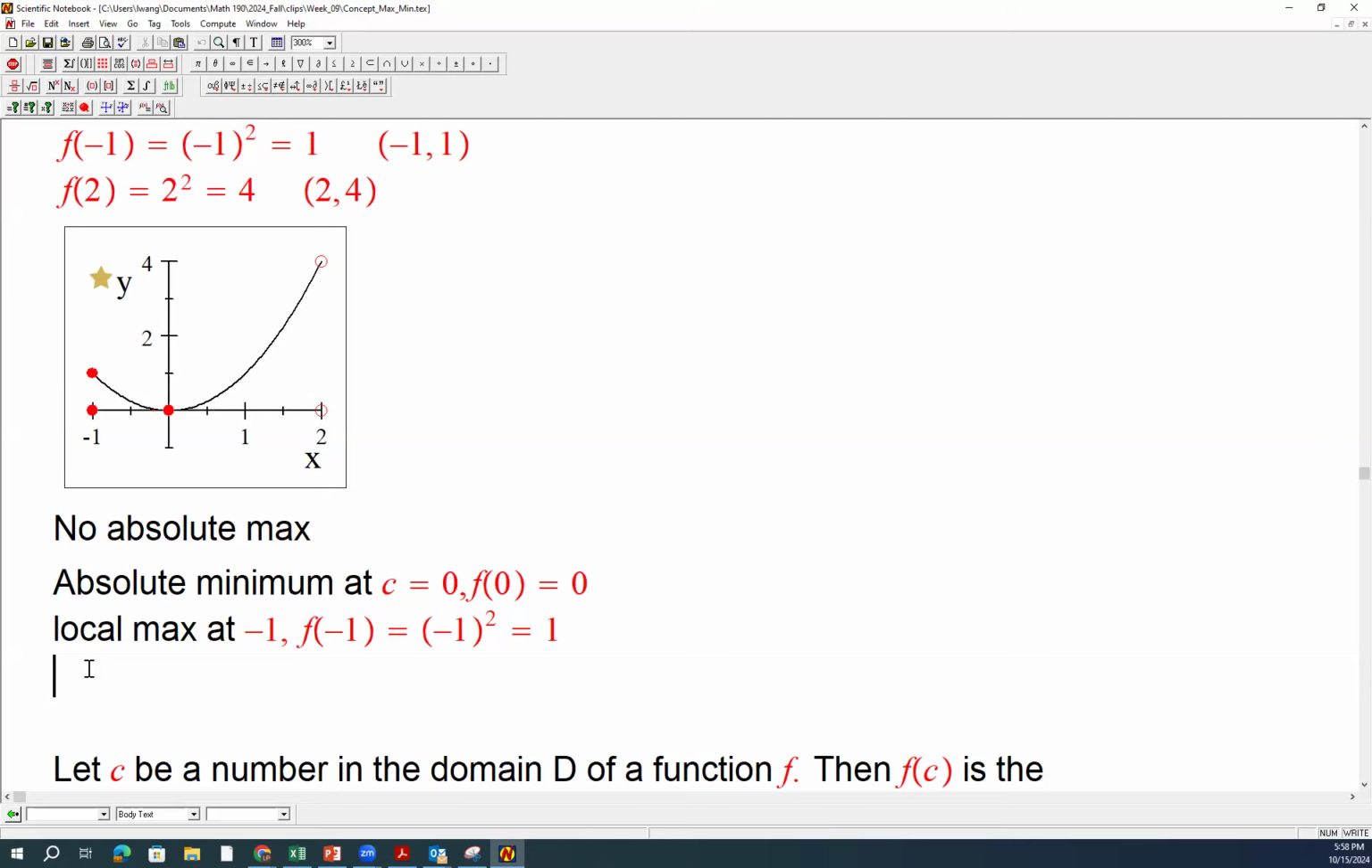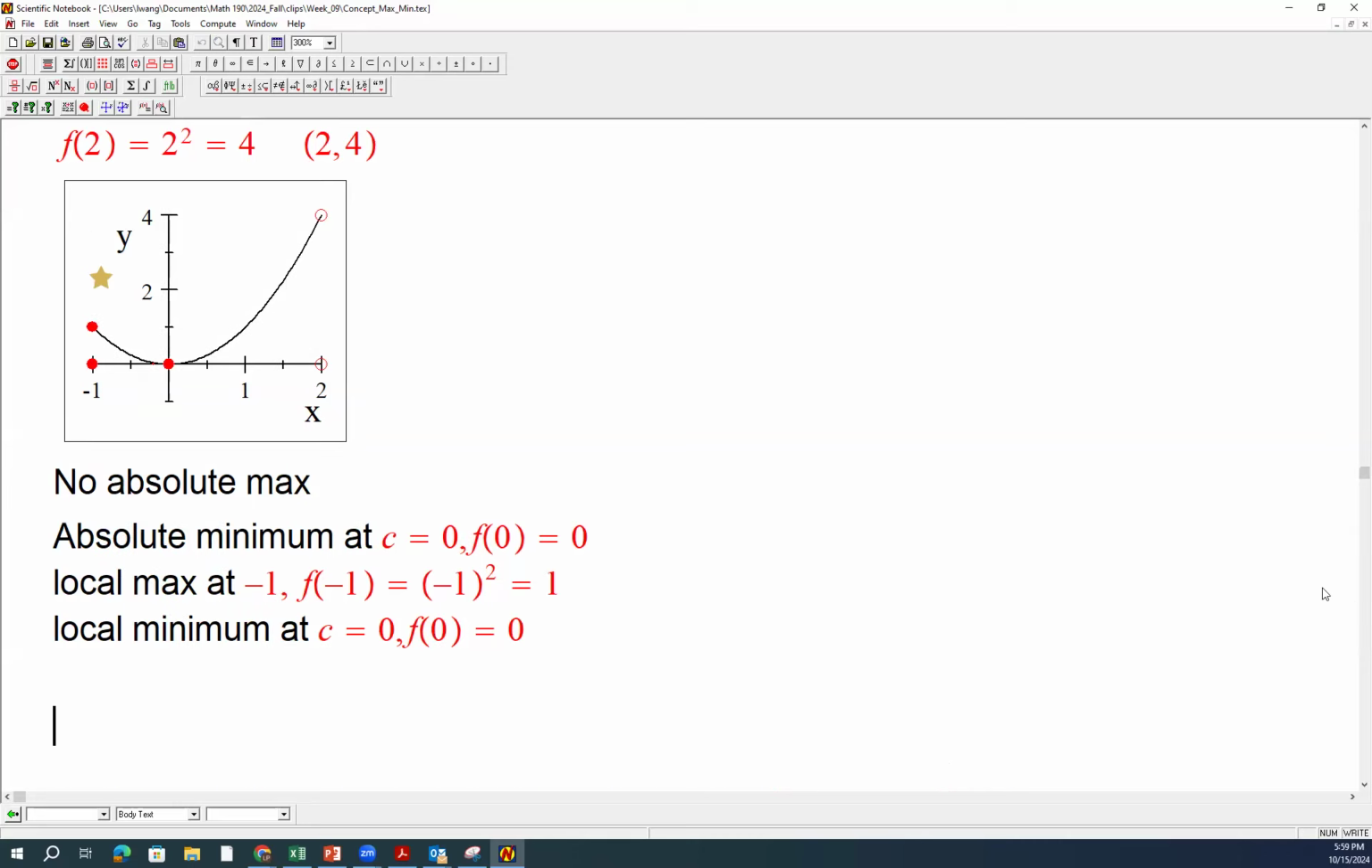So we do have a local minimum. The local minimum happened to be at the same place we have the absolute minimum. So I wish you guys to think about it. Maybe you want to pause a little bit to think about this question. All right, I'm going to type the question, so you think about these concepts.